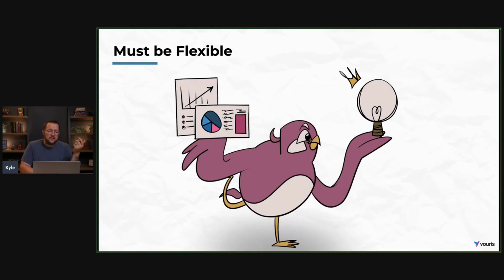The next thing here is it needs to be flexible. We cannot force our sales process onto the buyer. We can educate the buyer on our sales process and take them through our sales process, but we can't ignore their buying process. This definitely matters when you sell more expensive software.